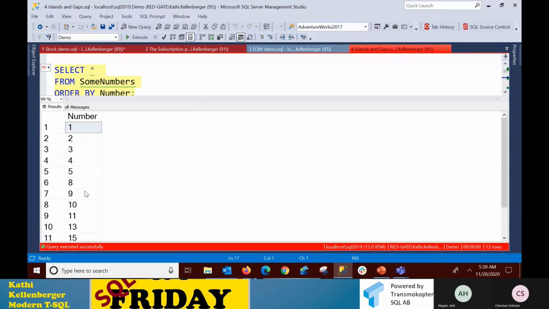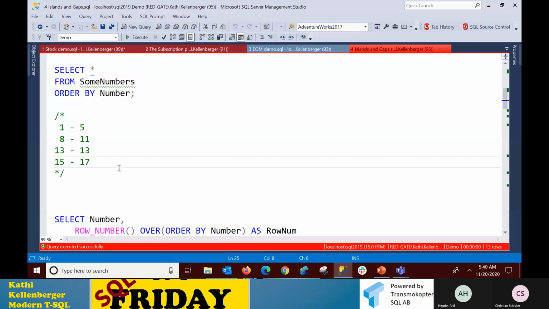So I just have a handful of numbers here. It's only 13 numbers, but you'll notice I've got the numbers up to 5. Then I've got a gap. So this is my first island, where the numbers are all contiguous. You can also do this with dates. It's just a few more little calculations you have to do. So here's my first island, and then my gap is 6 to 7. And here's my next island, and here's my next island. Okay, so I know what I'm looking for.